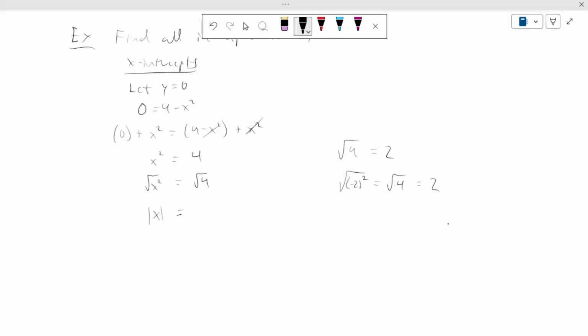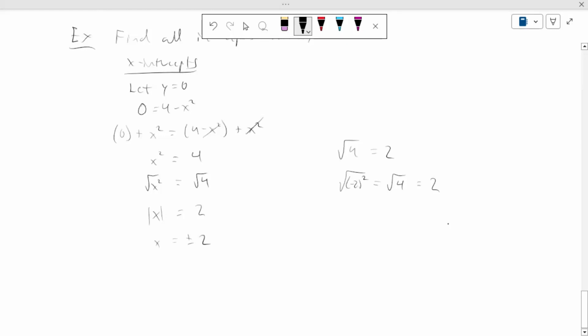On the right-hand side, square root of 4 is 2. It's definitely 2. So I have a new equation: the absolute value of x is equal to 2, which means that x is 2 units away from 0. So that means that x is either positive 2 or negative 2.